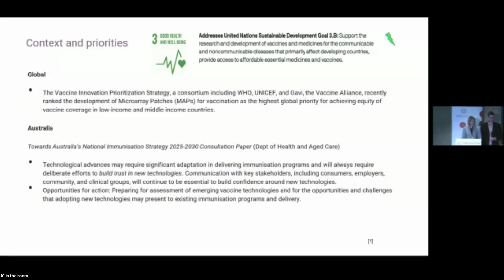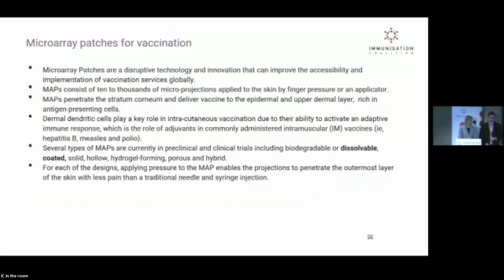And in terms of opportunities for action in the consultation paper, preparing for assessment of emerging vaccine technologies, and for the opportunities and challenges that adopting new technologies may present to existing immunisation programs and delivery. So we're sort of addressing some of that today. And obviously, this is really important to Sustainable Development Goal number 3.